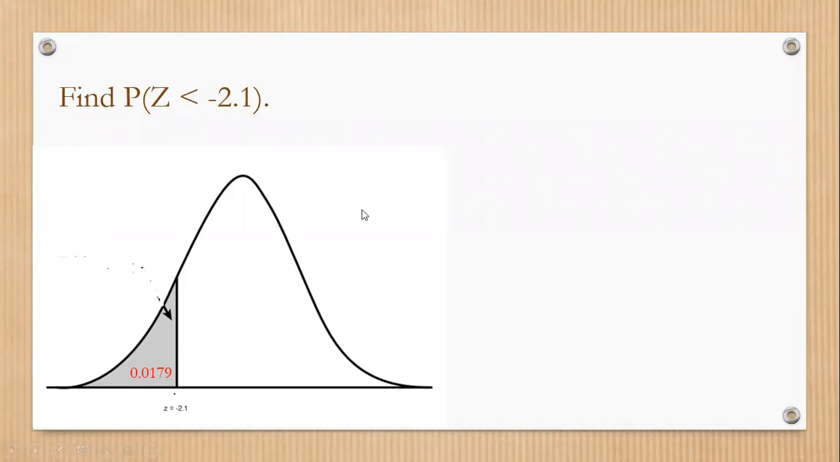so ililipat lang po natin siya sa percent by just moving the decimal point 2 places to the right. Ano po? Move lang natin to the right. Therefore, the probability of z less than negative 2.1 is 1.79%. Ano po? Either the area or the percentage equivalent of that.